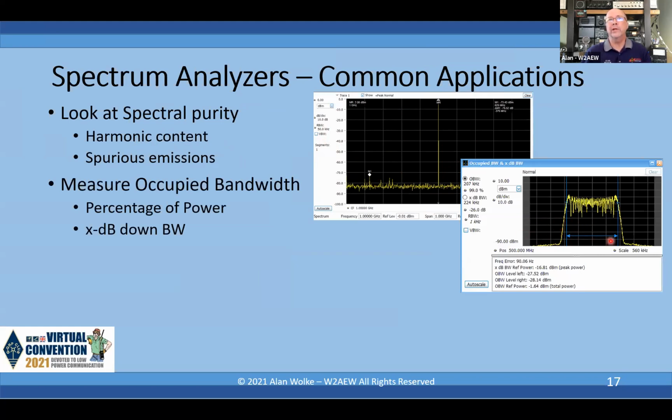Occupied bandwidth can be measured a couple of ways if you're making an actual measurement. One is how wide you have to go to encompass some percentage of the power, like 99% of the power, occupied within some bandwidth.